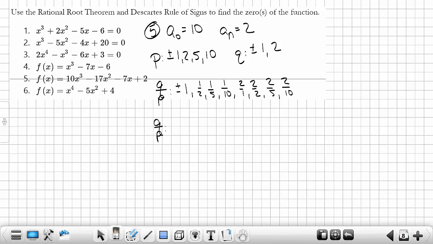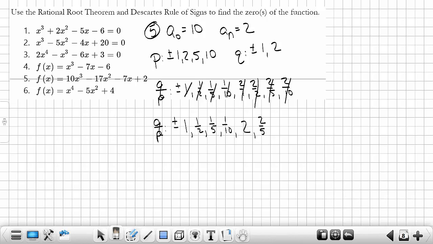So rewrite our q over p's really quick. 1, 1 half, I use that one. 1/5, I use that one. 1/10. 2. 2 over 2 is 1. I've already got 1 on the board, so I don't need to write it again. 2 over 5. And 2 over 10 reduces to 1 over 5, and I've already got that on the board also. So those are my options for q over p.